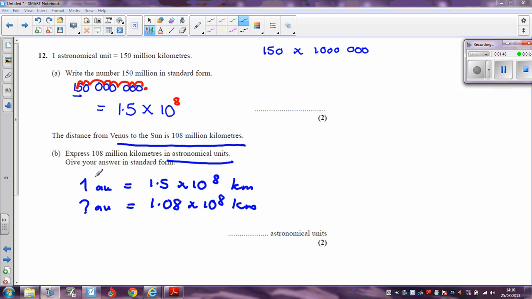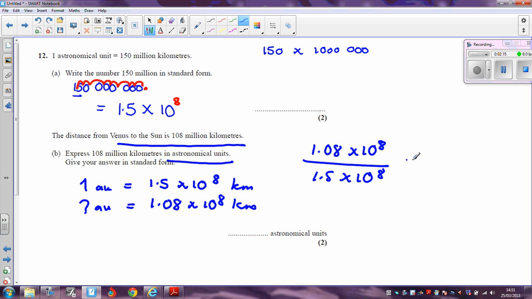Now I can see that actually the distance from Venus to the Sun is less than 1 astronomical unit. If 1 astronomical unit is 1.5 times 10 to the 8, or 150 million, we've only actually got 108 million. So in fact, the distance from Venus to the Sun is a fraction of 1 astronomical unit. And the fraction is just 1.08 times 10 to the 8 over 1.5 times 10 to the 8. Or you could do that as 108 million divided by 150 million.